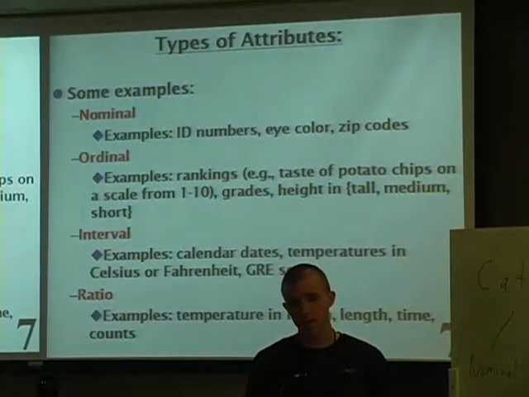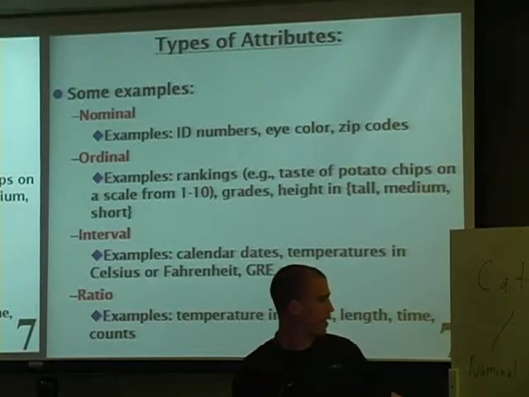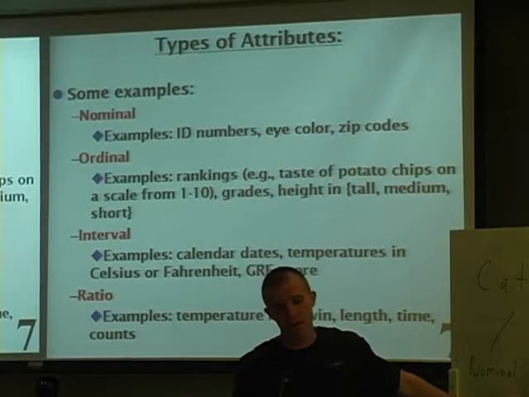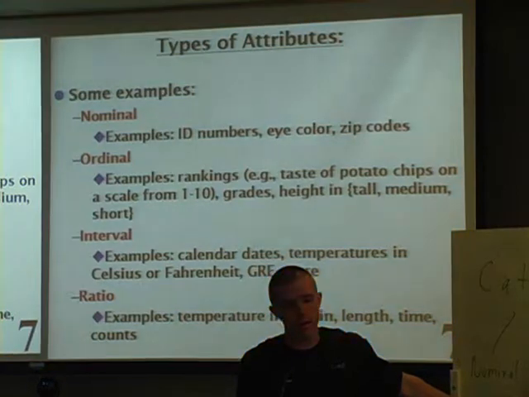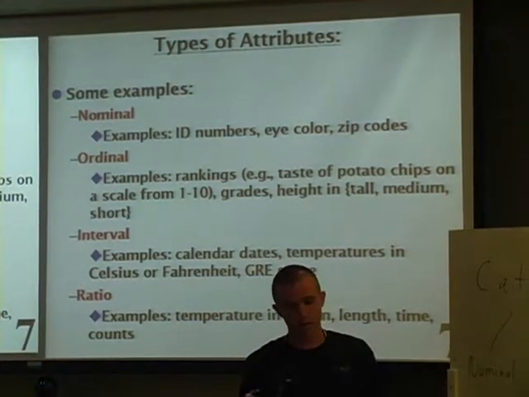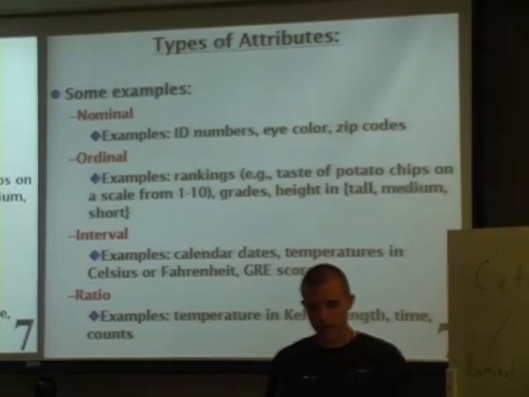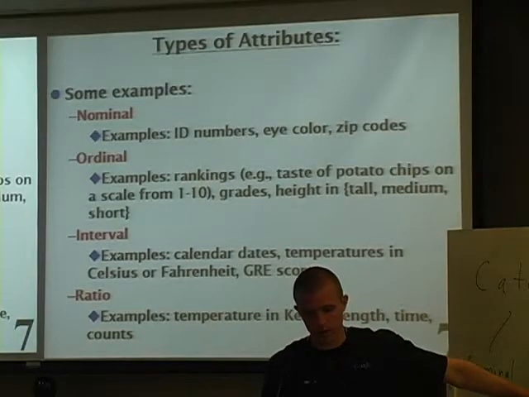Examples: ID numbers, eye color, zip codes, things like that are nominal. Now, a zip code or ID you could argue could be ordinal if you care about the order, but if you don't, it's nominal. Height, tall, medium, short, that would be ordinal.